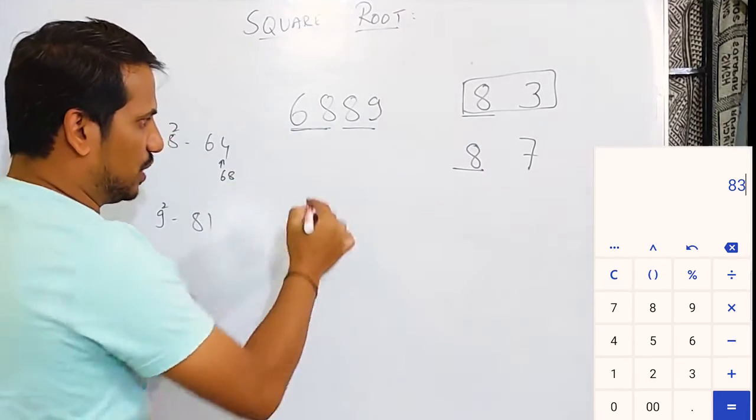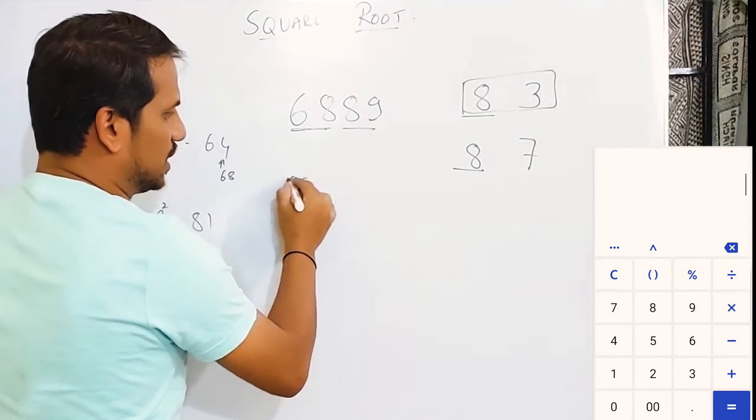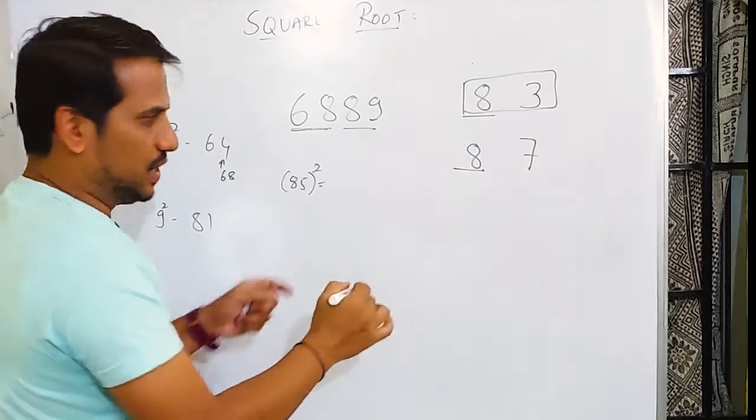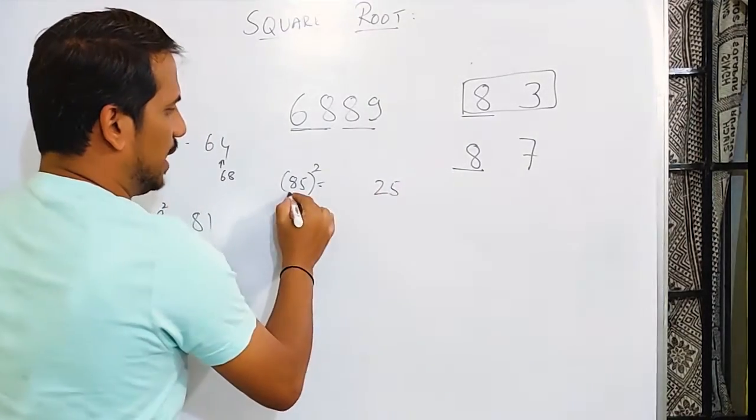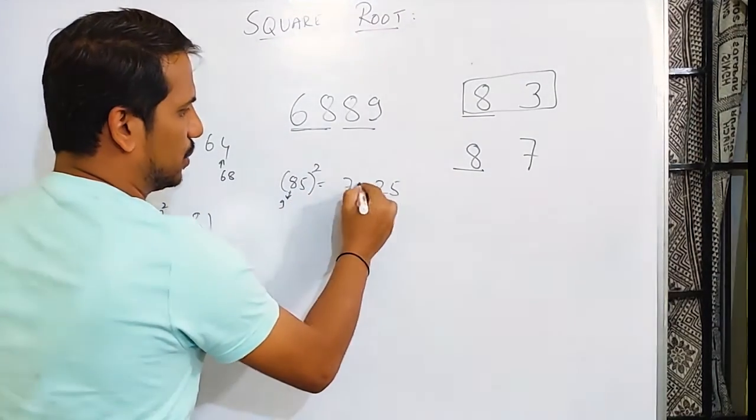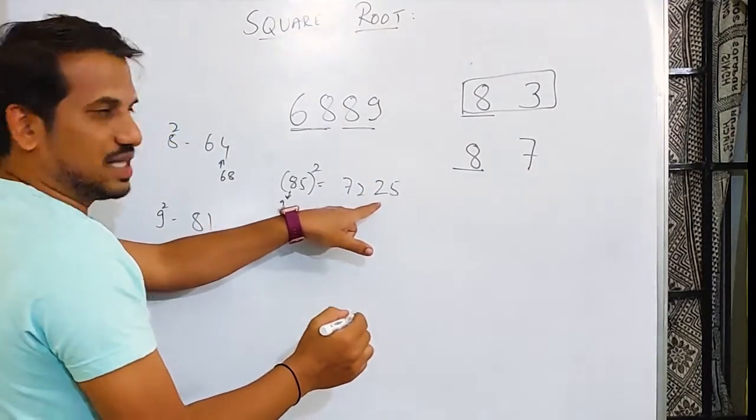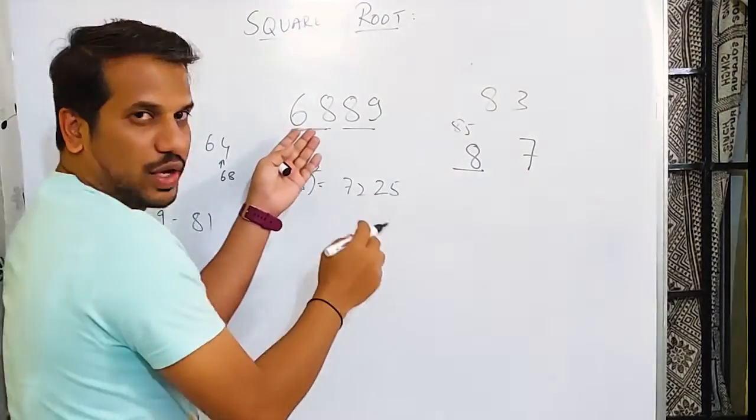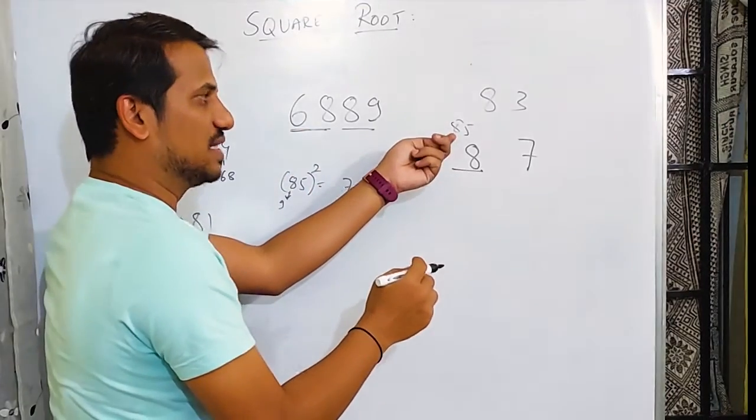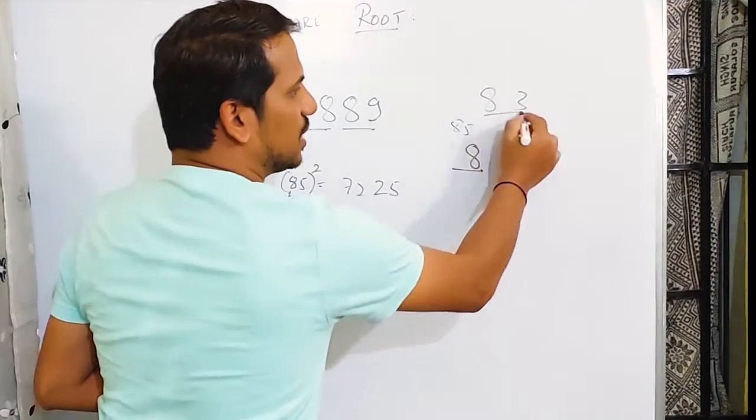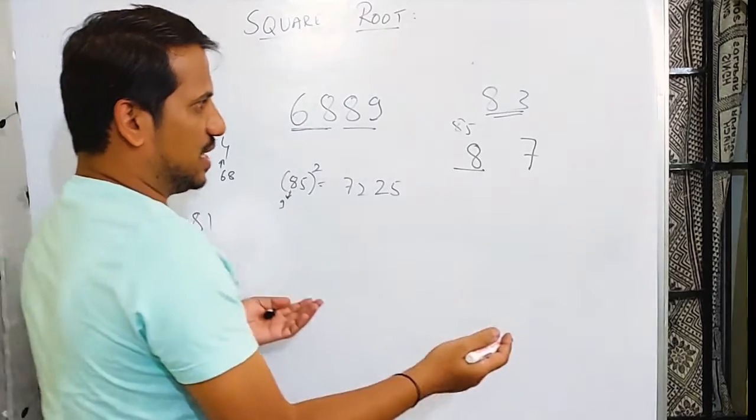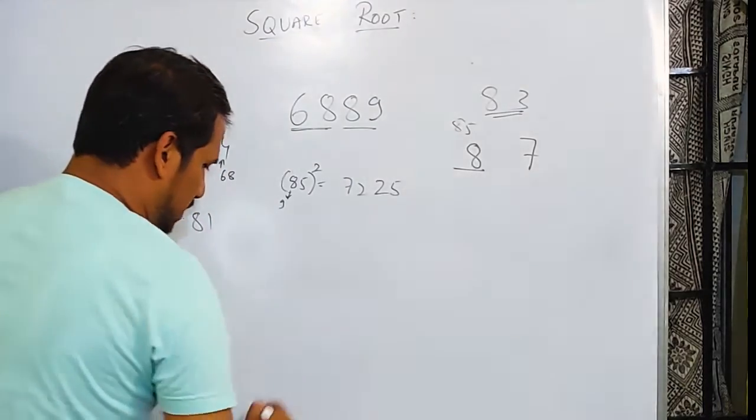Now, the other way to verify, take the middle number, that is 85 square. So, what is 85 square? 25, 8. Next number is 9, 72. So, 6889 is less than 7225. So, the square root of 6889 will be definitely less than 85. So, that is 83.